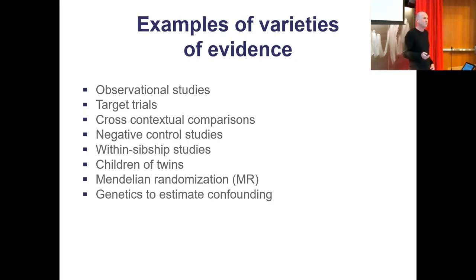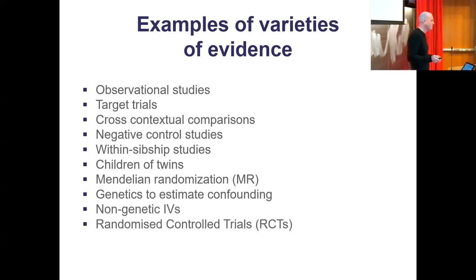You can use genetics also to estimate confounding, not simply, as in Mendelian randomization, as a way of understanding phenotypic causality. You can use genetics to say how much confounding there is, because confounding is a causal concept, and you can demonstrate how confounders actually influence both the exposure and outcome. You can see whether the extent of confounding could account for the observations you see. And there are non-genetic instrumental variables, and there are randomized controlled trials.